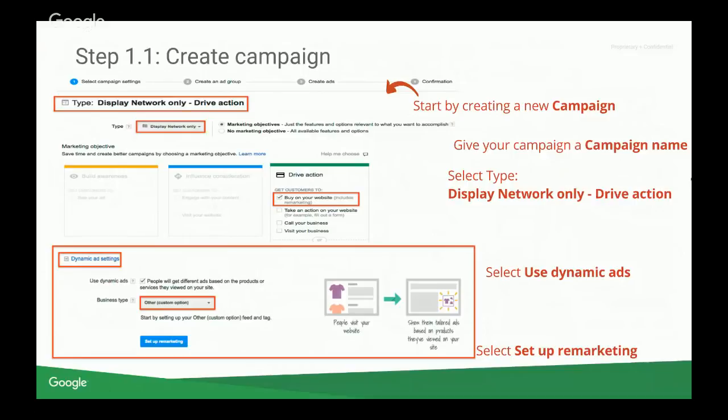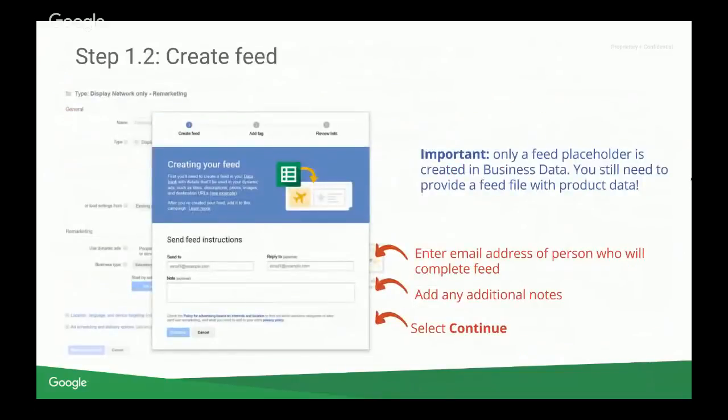First of all, you will have to click on use dynamic ads, because this is necessary for setting up dynamic remarketing. Then we have to choose the business type, which is the custom feed, that we'll have to make later. Once you select your business type, you will see a blue button which says set up remarketing. Once you click on that, you will be taken to what you see on the presentation.